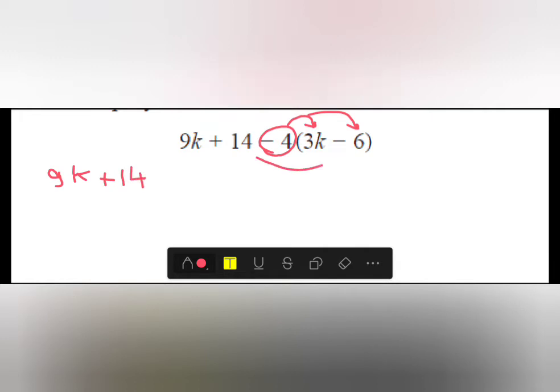And then we're going to expand this. So negative 4 times 3k. It's going to be what? Very good. Negative 12k. And then negative 4 times negative 6 is going to be plus 24. Good job. Now to simplify, we're going to do what? We're going to add and subtract like terms. And the meaning of like terms, it means they have the same variables or both of them are constants.